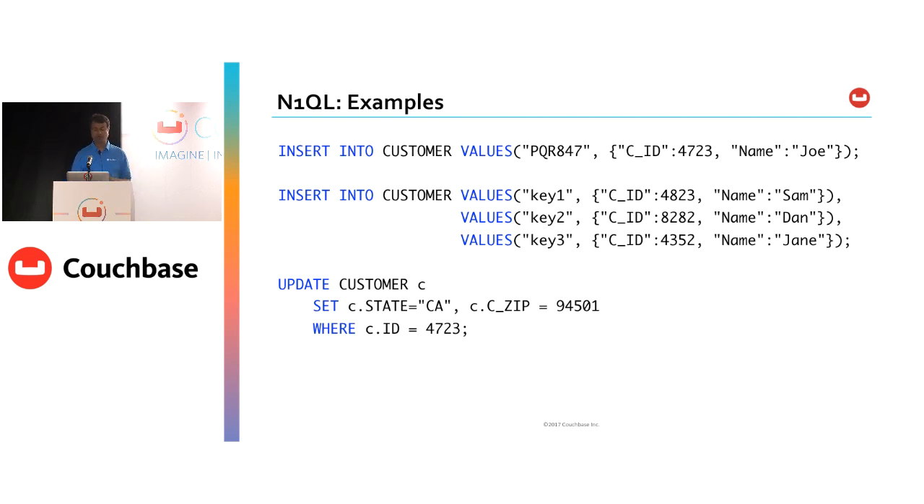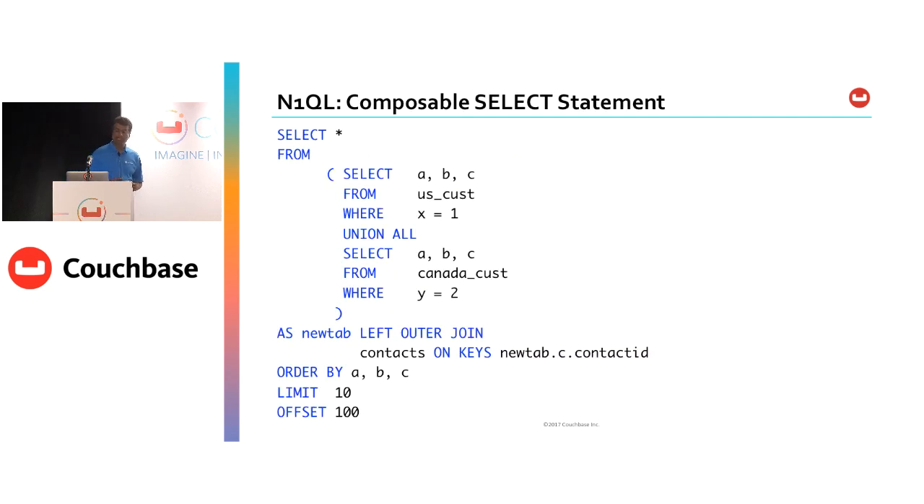Update, again, looks and feels like standard SQL, except any place where you can have a reference, you can have a complex expression. You're updating state here, you can have updated address.zip or whatever. Just like SQL, N1QL is composable as well. You can have subqueries anytime, anywhere an expression is allowed, whether it's in the from clause or in the projection list. And standard ordering and pagination is supported as well with limit and offset.